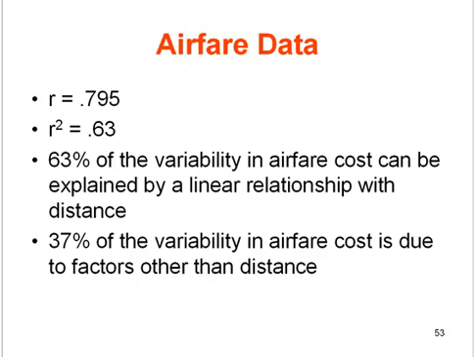It says that 63% of the variability in the airfare from Baltimore to other cities can be attributed to the linear relationship with the distance between the cities. This leaves only 37% of the variability in airfare to be explained by factors other than distance. Distance is a very impressive predictor of airfare.